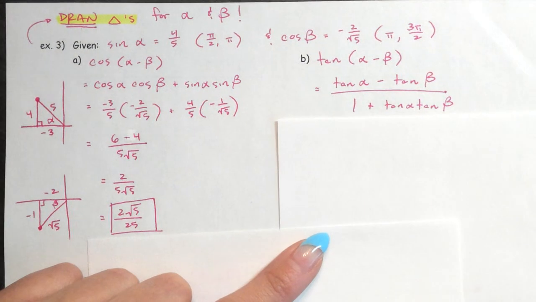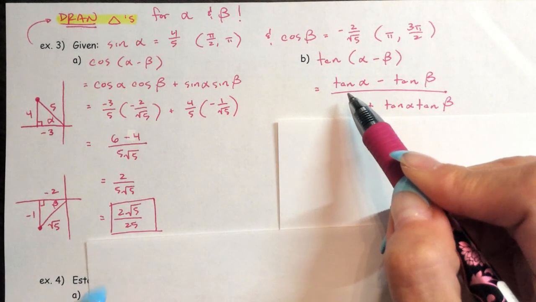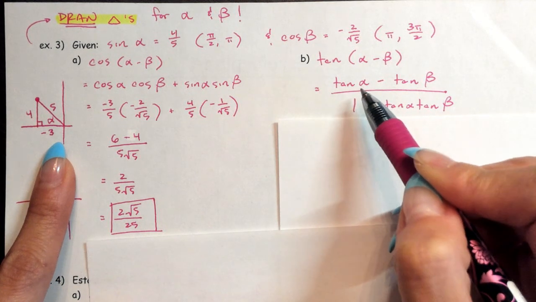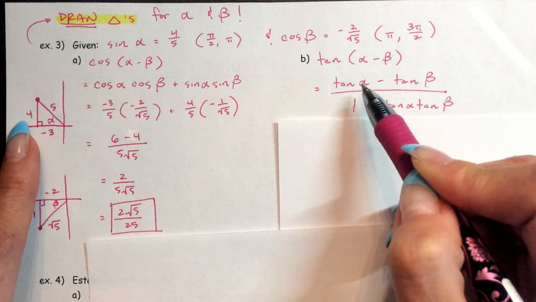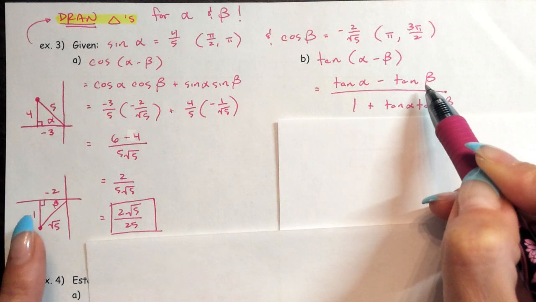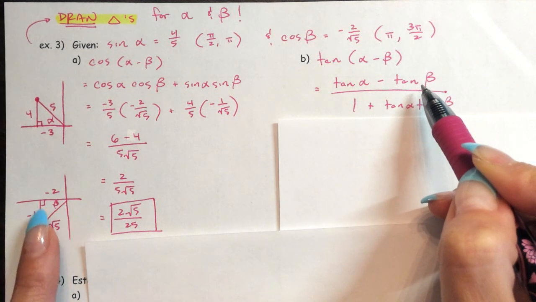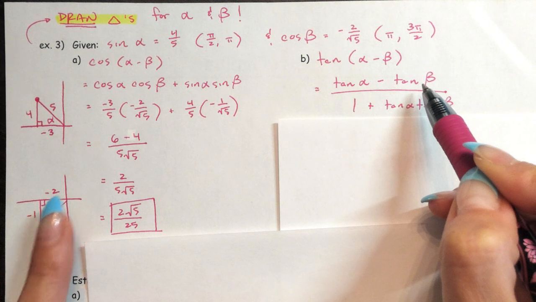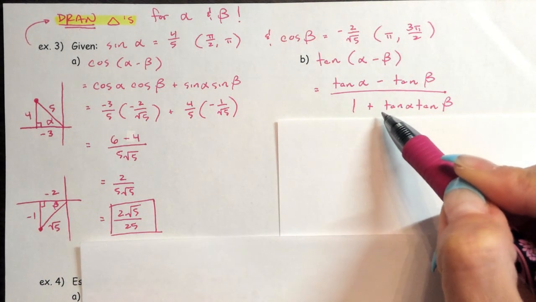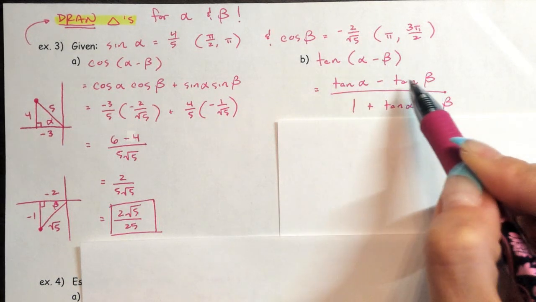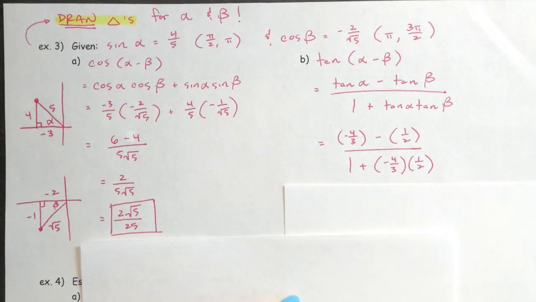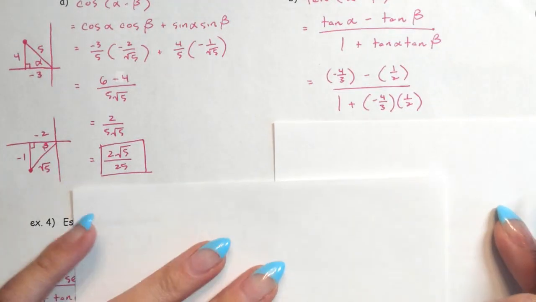Okay. And then I fill in. So what are you going to fill in? What is tangent alpha? I look at alpha. Tangent is opposite over adjacent. Opposite over adjacent. So this is actually 4 over negative 3 minus tangent of beta. Opposite over adjacent. So 1 over 2. Right? You don't have to write negative 1 over negative 2. You can just write 1 over 2. Over 1 plus, and then you take that number, and you take that number, and you write them right next to each other. Like that. And then you keep going.